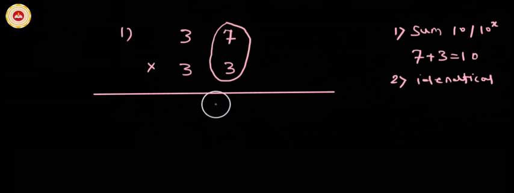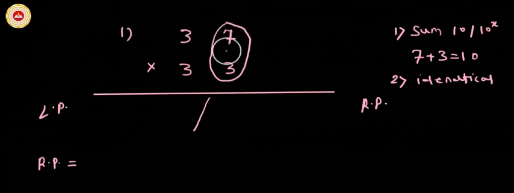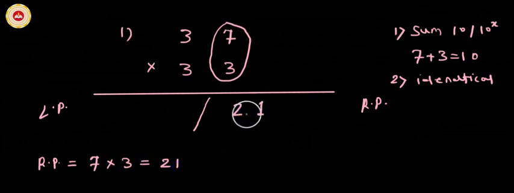So let us write the answer in two parts. Let me separate it by drawing a slash. This is right part and this is left part. Let us solve first the right part. Right part is multiply the two digits whose sum is 10 or its power. What are those digits? In multiplicand 7 and in multiplier 3. So 7 multiplied by 3 is 21. Write 21 in right part.